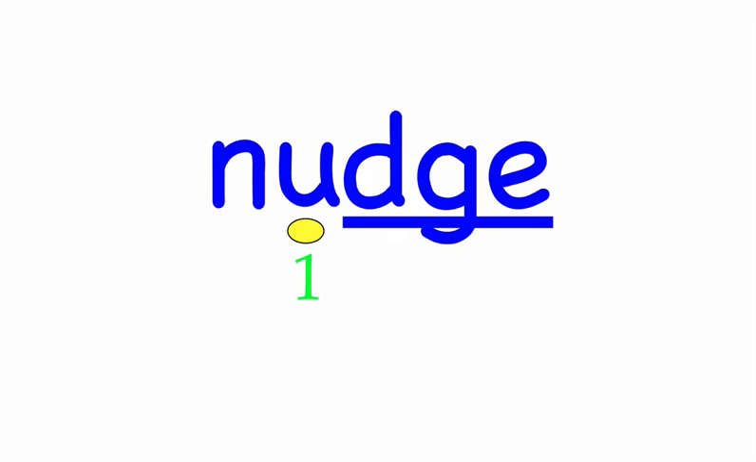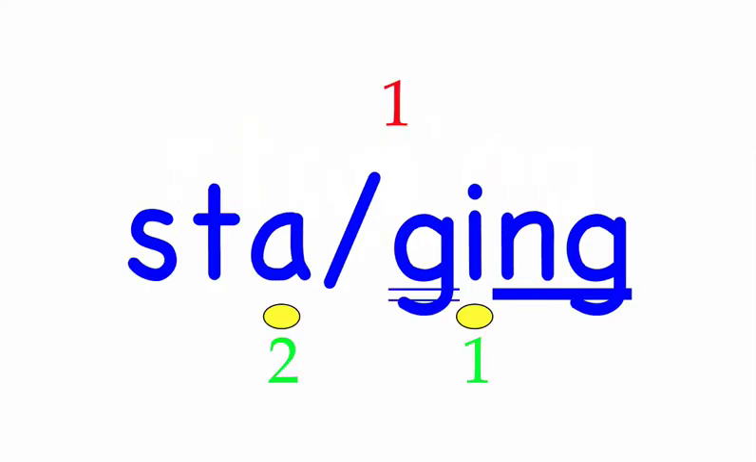Staging. Staging. We are staging the operation right here. Staging. Stay. 3 sounds. S, t, a. Jing. 3 sounds. J, I, ng. Staging. Mark the word.